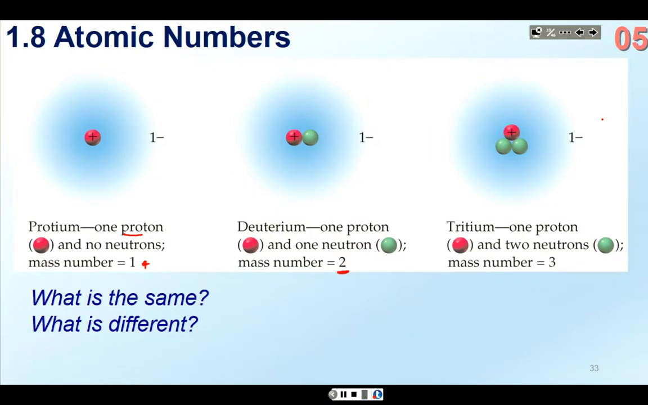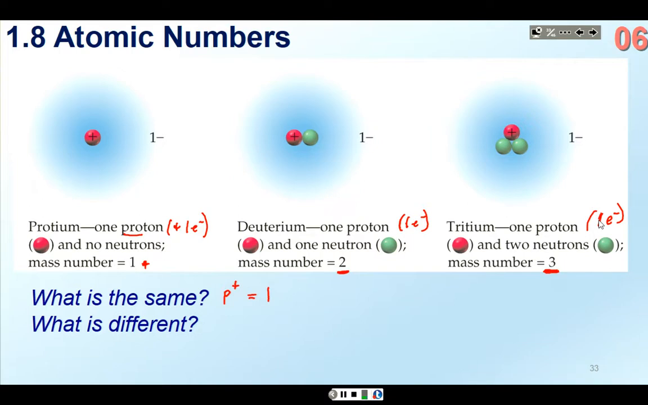And apparently you also have 1 electron when you have 1 proton. 1 electron here, 1 electron here, and the last one also has 1 electron because it equals the number of protons. It has 1 proton and 2 neutrons, so they have 3 different mass numbers. What is the same in each of these? Well, it looks to me like the little red sphere would be the protons. So the protons are the same in each of these, and it's 1.